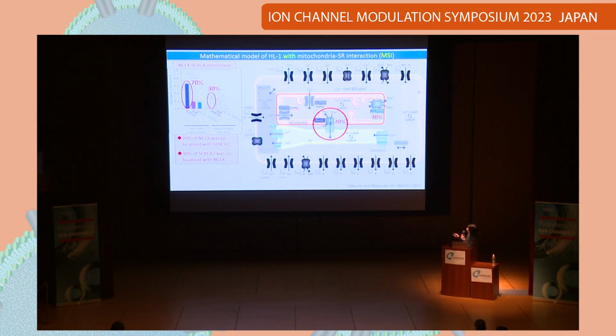And 30% of SERCA was colocalized with NCLX. So we set 30% of SERCA to be NMSC, and the rest 70% of SERCA is facing cytoplasm. Dirksen et al. showed that 50% of MCU was colocalized with ryanodine receptor. So we set 50% of MCU to face the junctional space, where the ryanodine receptor faces.